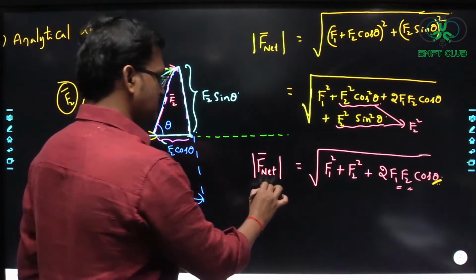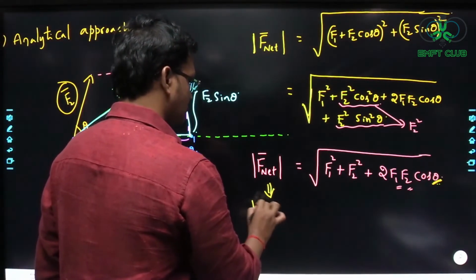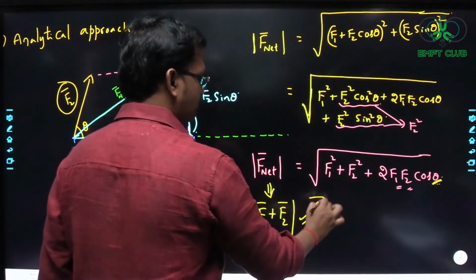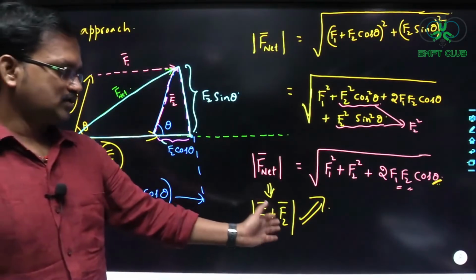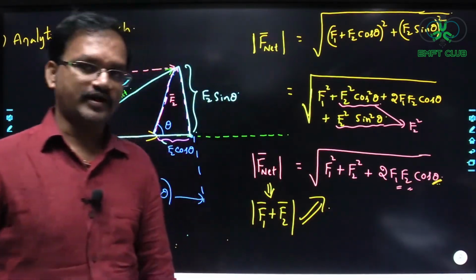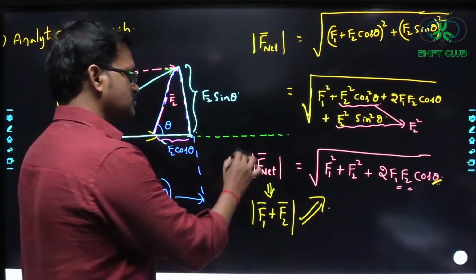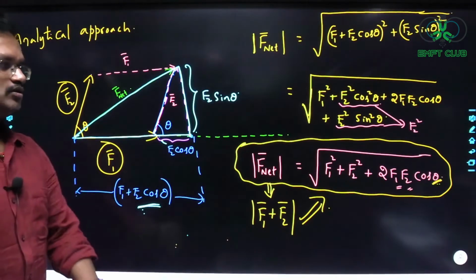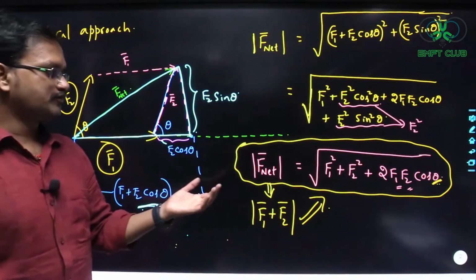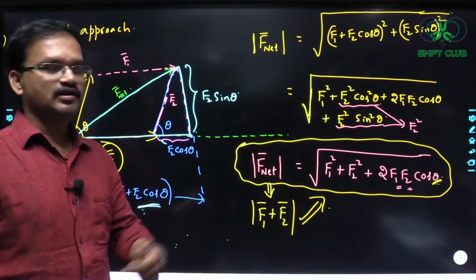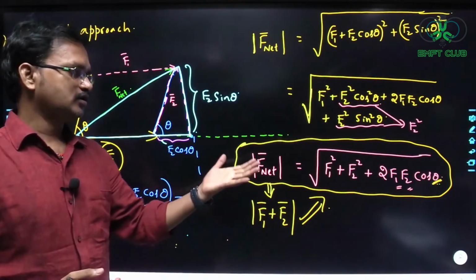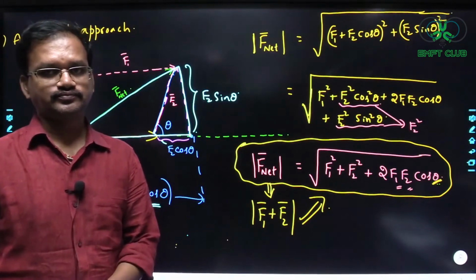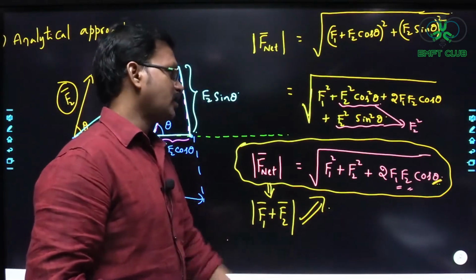So here F net is nothing but the magnitude of F1 bar plus F2 bar. If you observe, the magnitude of F1 bar plus F2 bar is depending upon the angle between the two vectors. Right? So this is the analytical approach, or the formula to determine the magnitude of the resultant vector. Whenever you want to add two vectors, this is the formula you have to use. Okay, so this is the analytical approach.